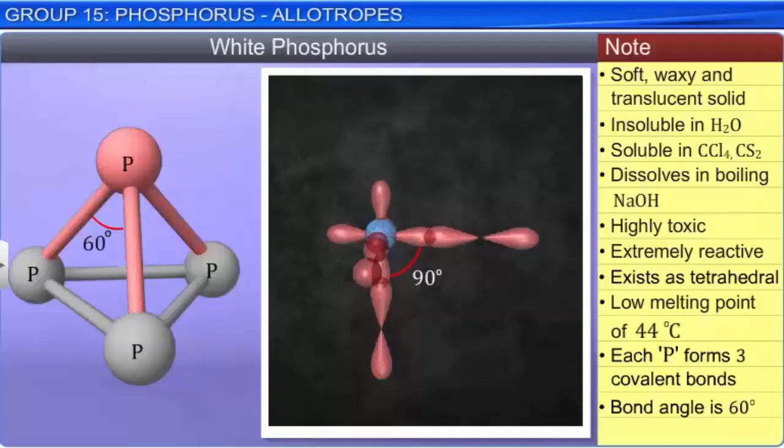Therefore, white phosphorus ignites spontaneously in air at about 35 degrees Celsius. That is, at a temperature slightly higher than room temperature, to form phosphorus pentoxide. The equation for this reaction is shown here.